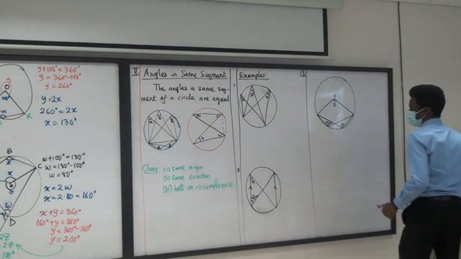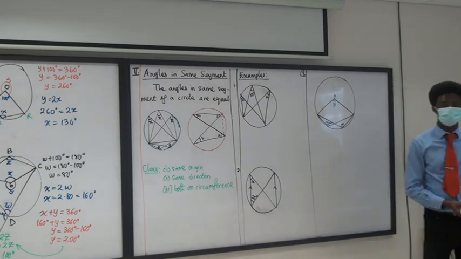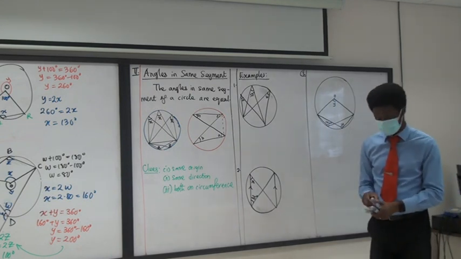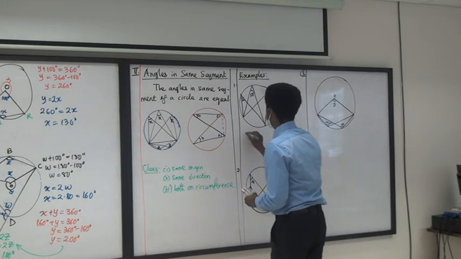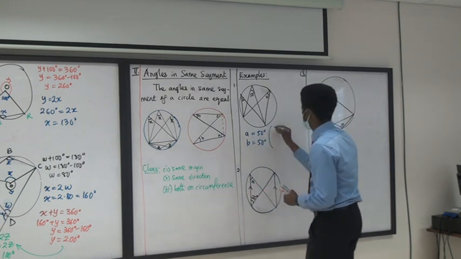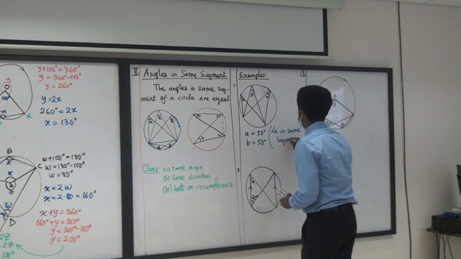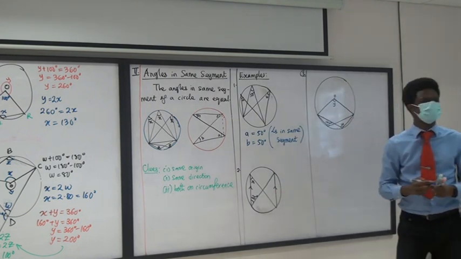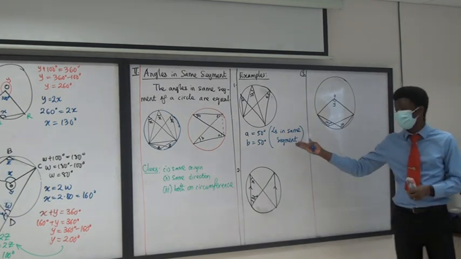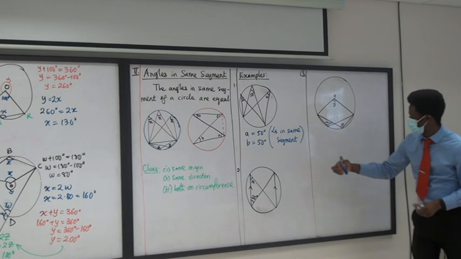Can somebody tell me what is A? 50. You agree? Yes. What about B? And the reason is they are all angles on the same segment. So when you write in the exam, you write A is equal to 50 degrees, B is equal to 50 degrees. The reason is the same angles in same segment. You don't even need to say they are equal. Just say angles in the same segment. Or you can take your time and say angles in the same segment are equal. Either way is fine.